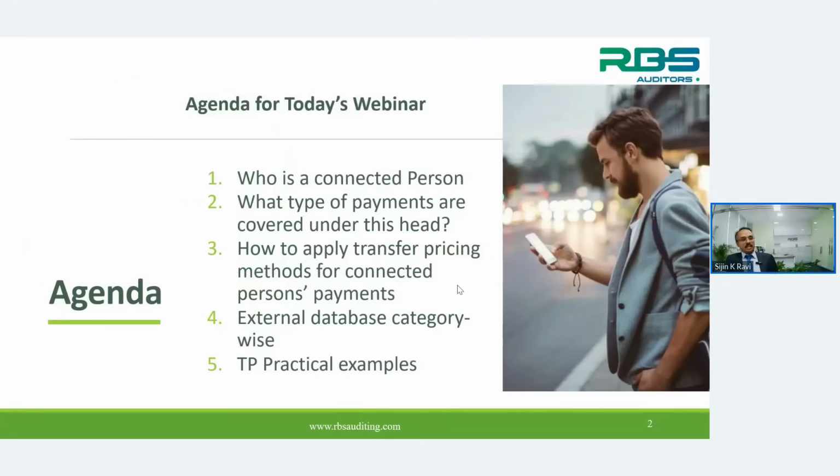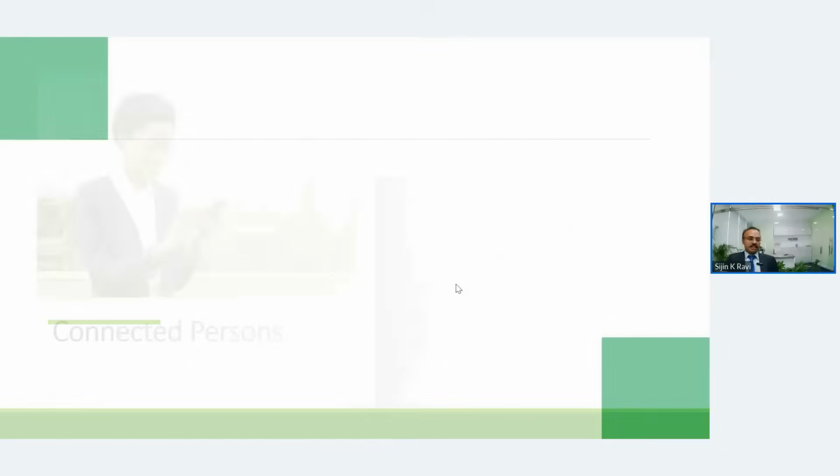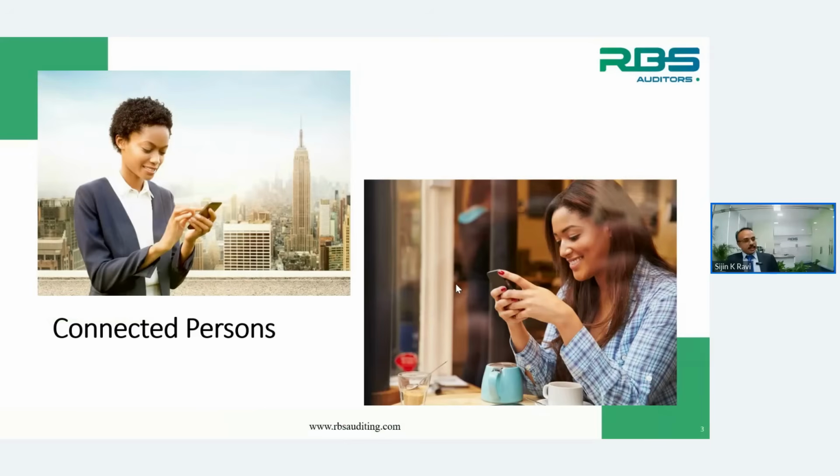So today's agenda for the webinar: who is a connected person, what type of payments are covered under this head, then how to apply transfer pricing methods for connected person payments, and external database category wise, like TP category wise. Then we will discuss one of the examples relating to TP practical examples. So who is a connected person?